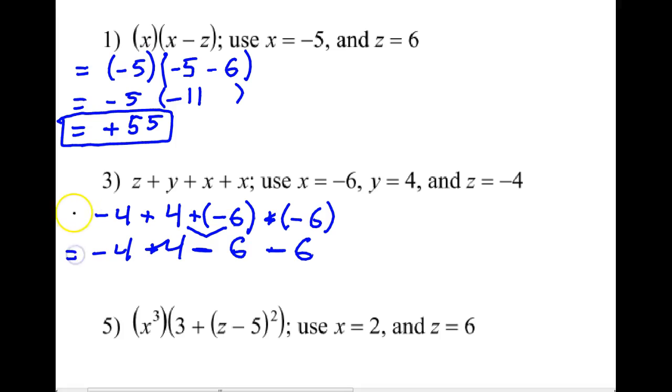Sorry, mine's a little rough here. -4 plus 4, which is 0. -6 minus 6 is -12, right? Owe $6, owe $6 more, now you owe $12.